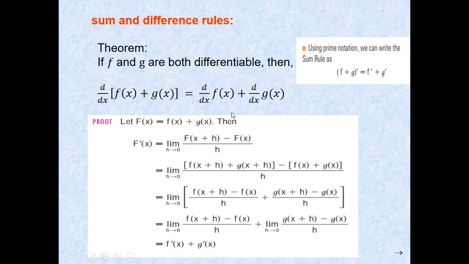If we solve this by the original definition, it equals the limit as h tends to 0 of f of x plus h minus f of x all over h, plus g of x plus h minus g of x all over h. So if we solve this, we end up with the limit as h tends to 0 of f of x plus h minus f of x all over h, plus the limit of g of x plus h minus g of x all over h. Further cancelling the like terms, we end up with f prime of x plus g prime of x. That's proved.